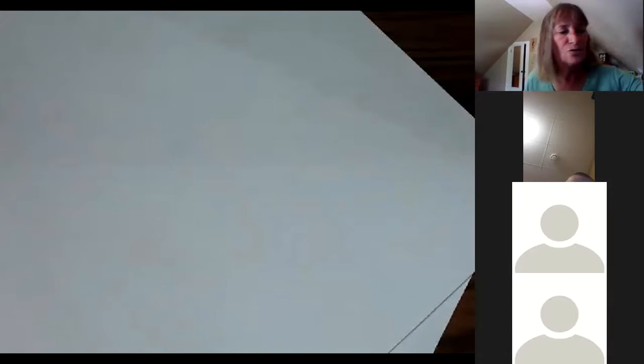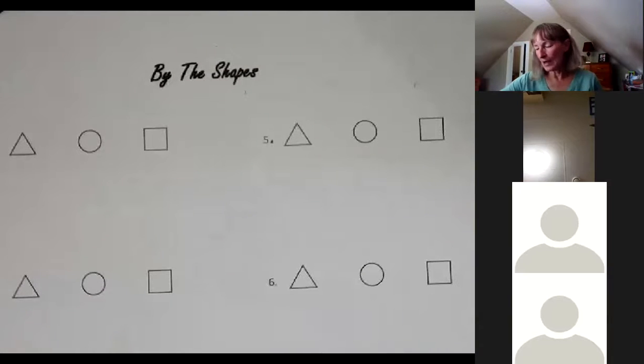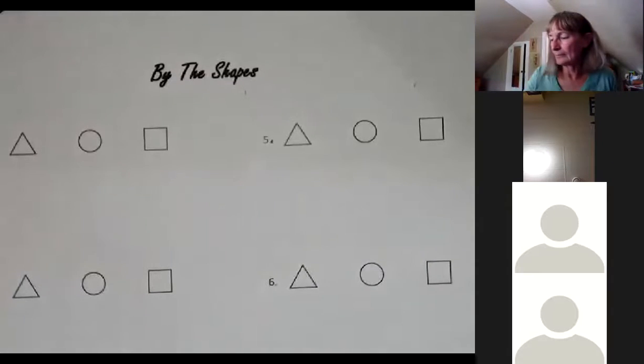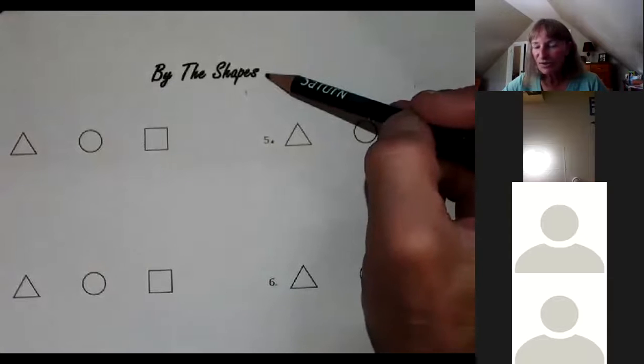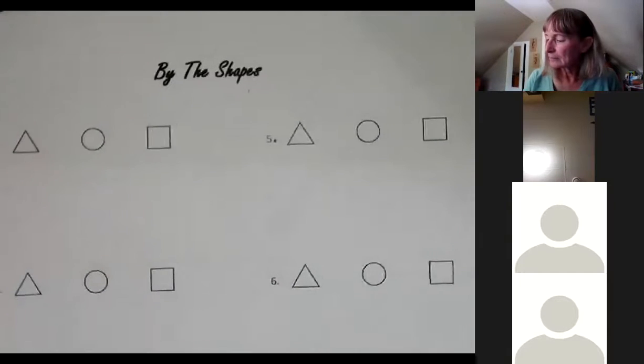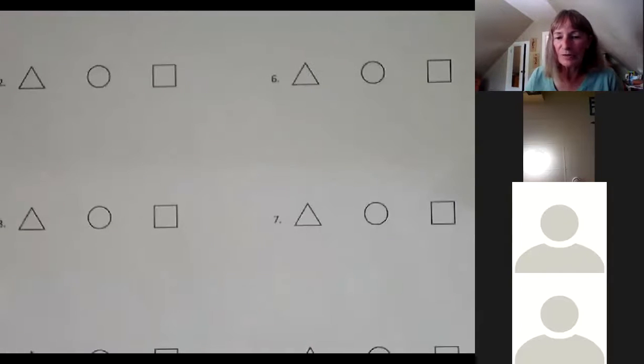Okay, let's do a puzzle. And the puzzle today comes out of your workbook in the activities section. You need to look for a page that looks like this, and it's called By the Shapes. So this is just the page where you're going to record your answers. And it looks like there's 8 problems on here.